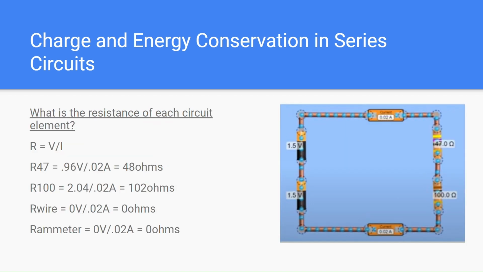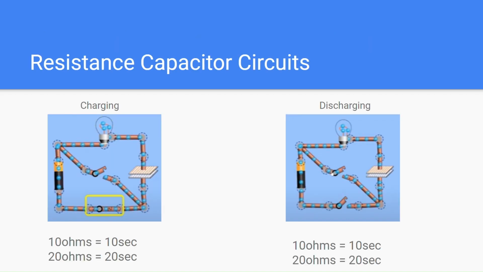All right, what is the resistance of each circuit element? So we have R equals V over I. Essentially we look at the resistance based on the ammeters and the volts that we had. Now, this is the rounding error. As you saw, it wasn't exactly 0.02. It was a little bit above that. So these are just rounding errors, and they're approximately the numbers that we see in the simulation. 48 is close to 47, 100 is close to 102. And we know that it's zero throughout the wires.